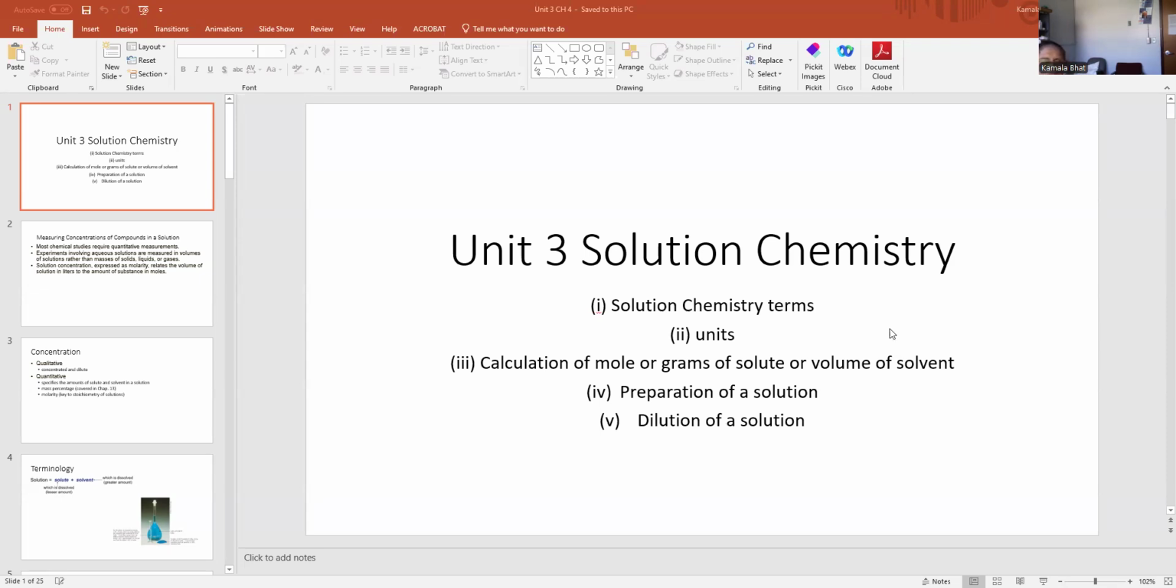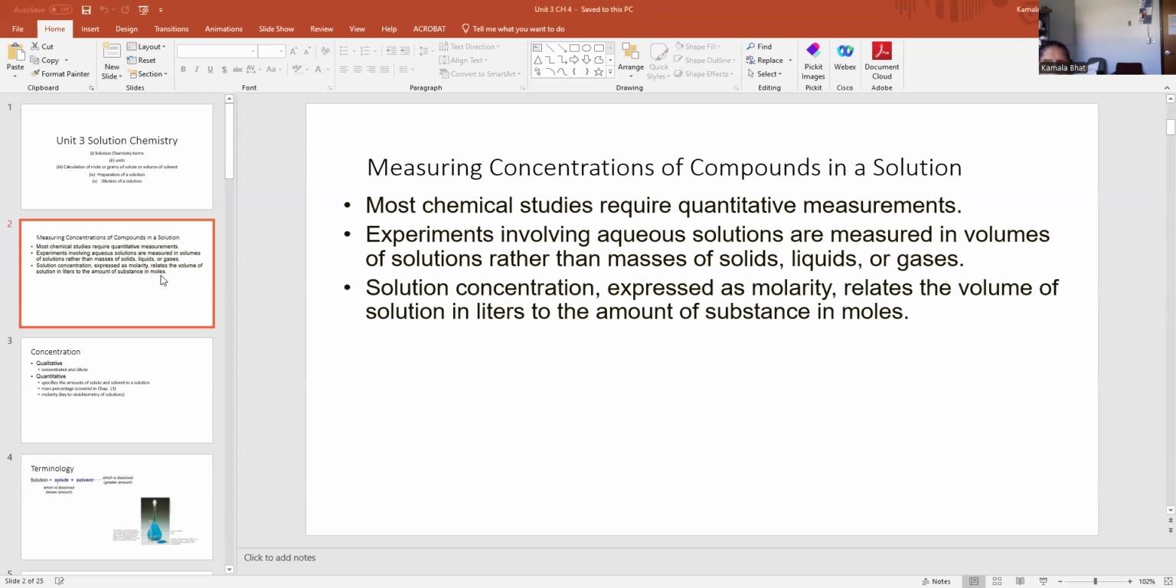Now, with that, I'm going to start showing you some important definitions and information that you need to know. Most chemical studies require quantitative measurements. Experiments involving aqueous solutions are measured in volumes of solutions rather than masses of solids, liquids, or gases. Solution concentration is expressed as molarity, and it is defined as the moles of substance divided by the volume of the solution in liters.